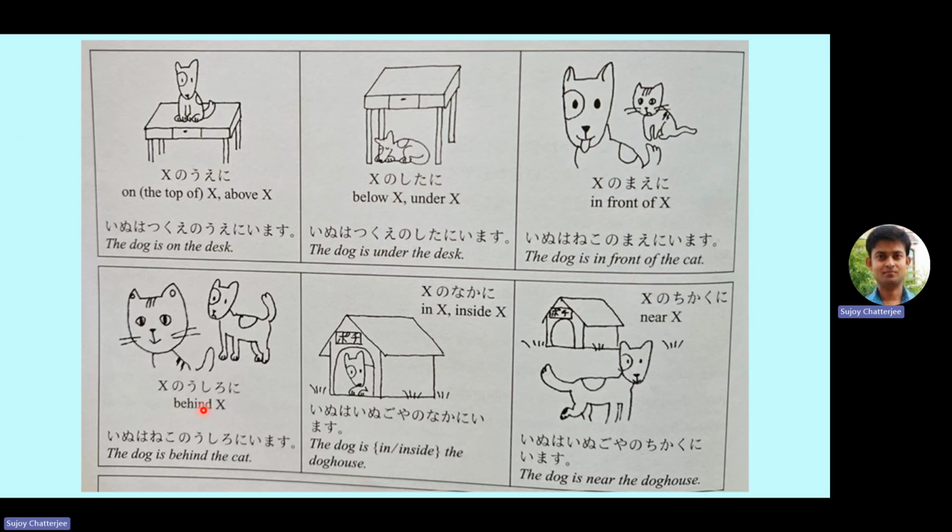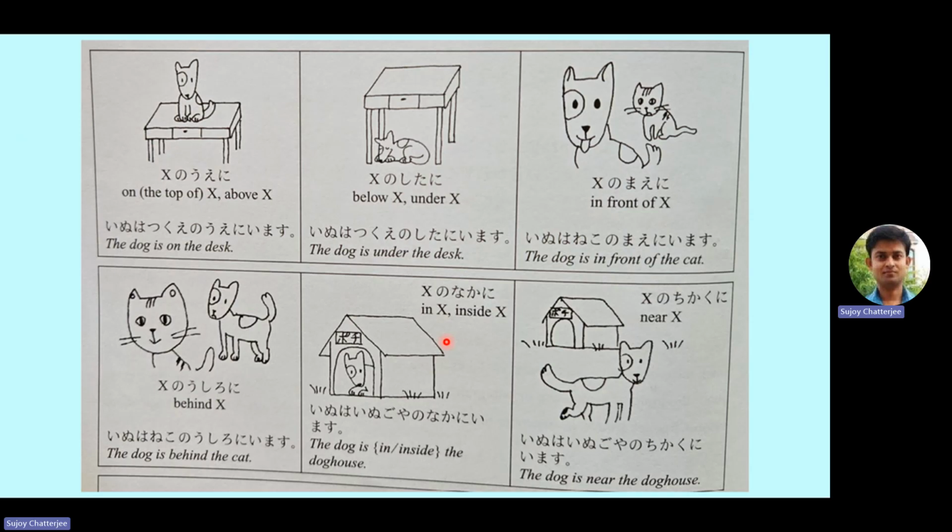Next is behind. Behind is ushiro. So X no ushiro ni imasu. So now the dog is behind the cat. Inu wa neko no ushiro ni imasu. The dog is behind the cat. X no naka ni means inside X or in X.